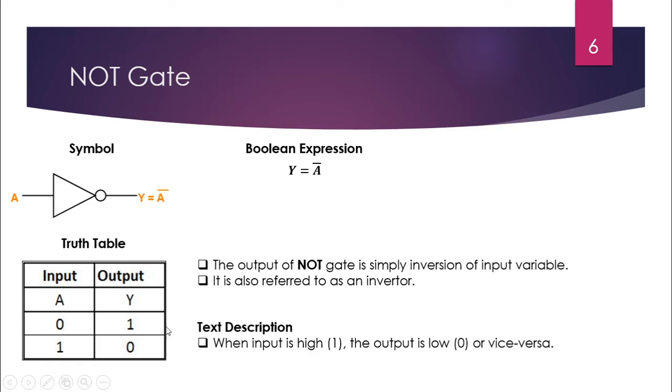Here is the truth table for NOT gate. Here input signal is 0, output is 1, and input signal is 1, output is 0. The text description for NOT gate is when input is high, that is 1, the output is low, or vice versa.